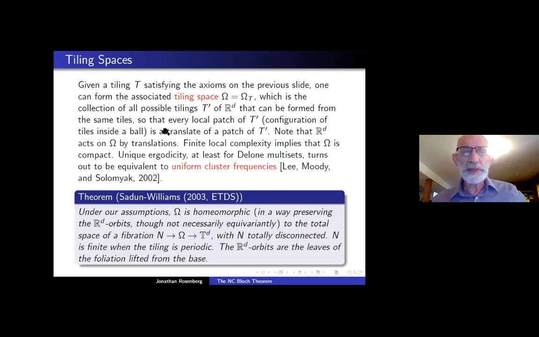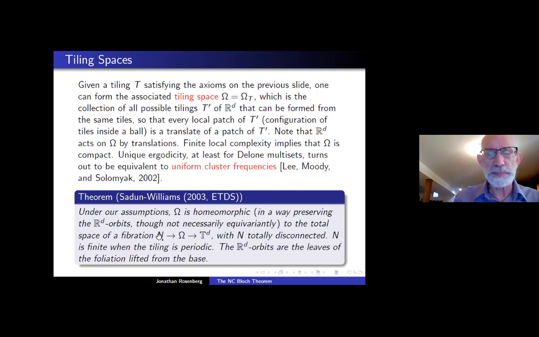Okay, so then under all these basic assumptions, which are just standard in the theory these days, there's a theorem of Sadun and Williams that tells you what this omega looks like. Remember, we said up here that it was a compact space. So it turns out it's homeomorphic, in a way that preserves the R^D orbits, though it's not necessarily an equivariant homeomorphism, but it's at least an orbit preserving homeomorphism, to the total space of a fibration where the base is a torus and the fiber is totally disconnected.